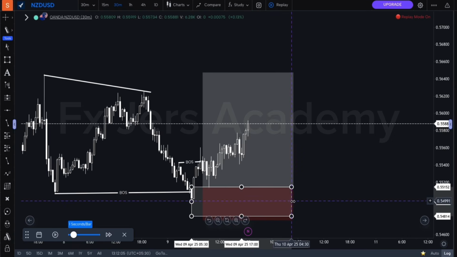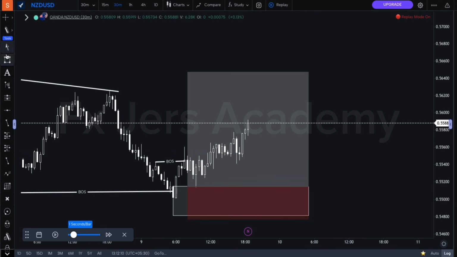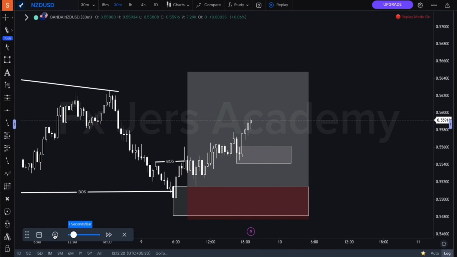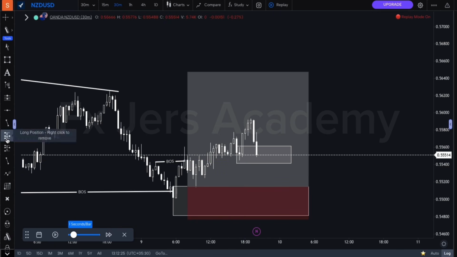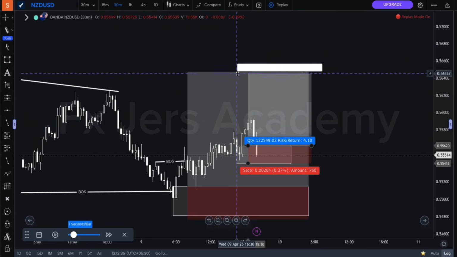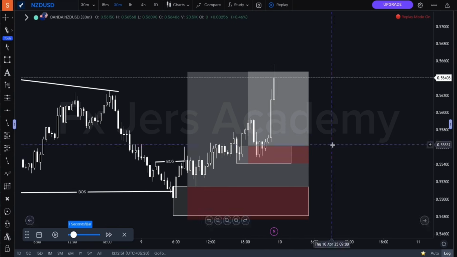Before the news release, I also marked another recent demand zone just inside. And once the news hit, boom, the market tapped into our demand zone and then flew to the moon, clearing all the liquidity on the way. When the market is in a bullish scenario during news events, the key is to identify and mark the most recent valid demand zones. These zones act as strong areas of interest, and more often than not, the market respects them, even during high volatility news spikes.